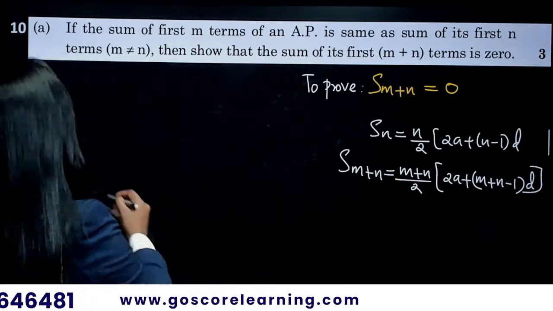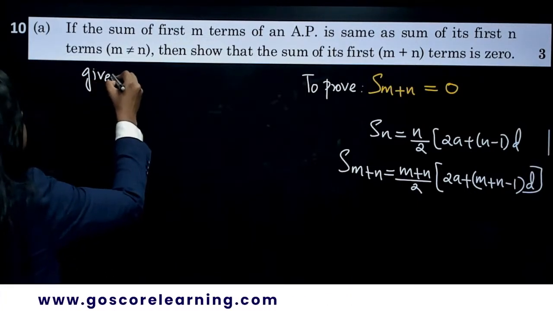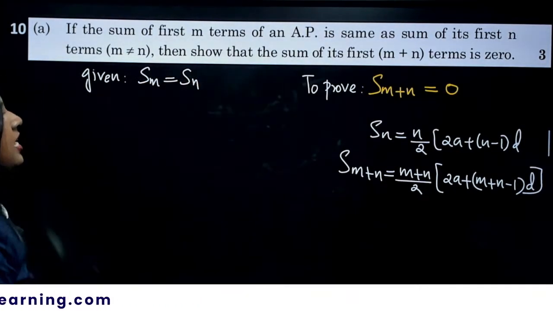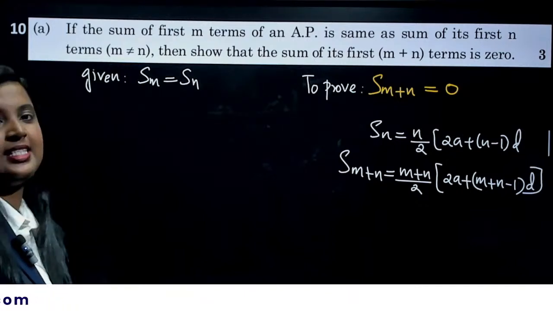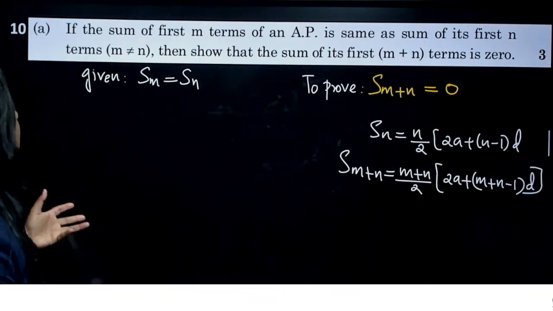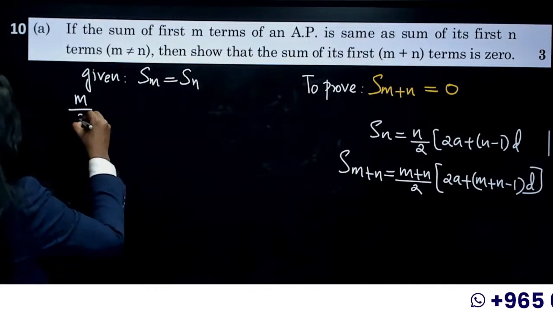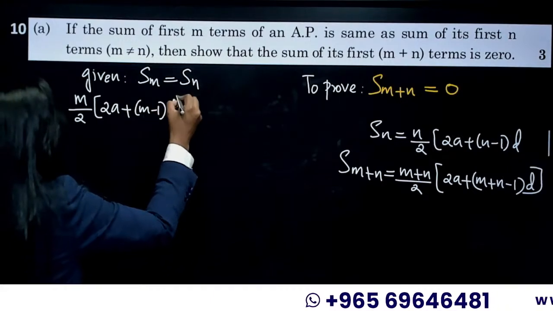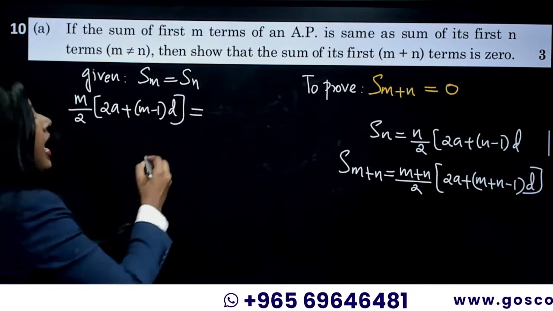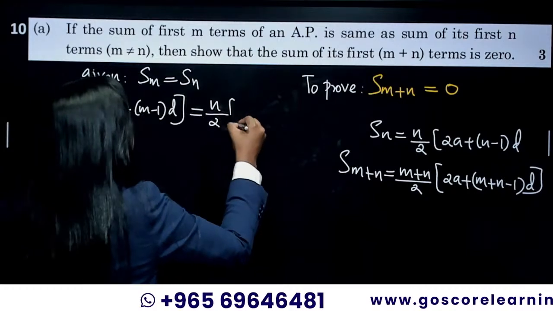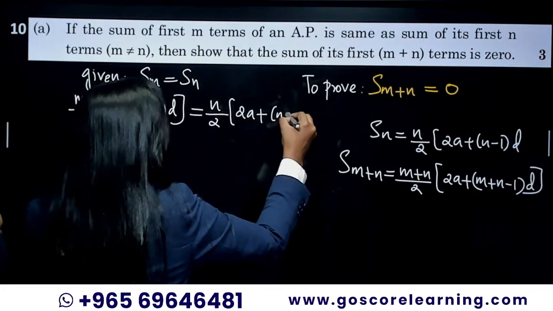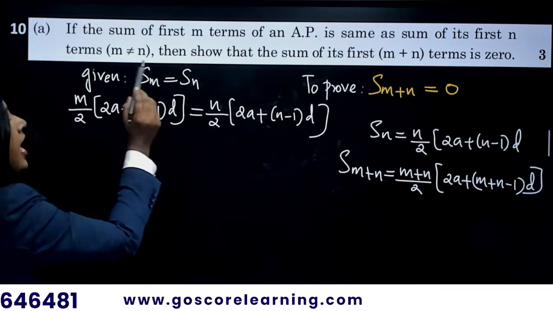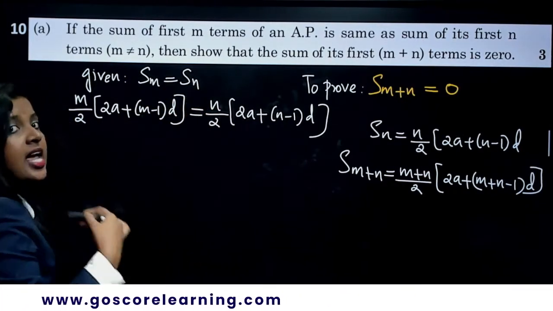Okay, and what is given? It is given that the sum of first m terms is equal to the sum of first n terms. That is Sm is equal to Sn. So m by 2 into 2a plus m minus 1 into d is equal to n by 2 into 2a plus n minus 1 into d. Since it was Sm here, we put m minus 1, and since it is Sn here, we put n minus 1.